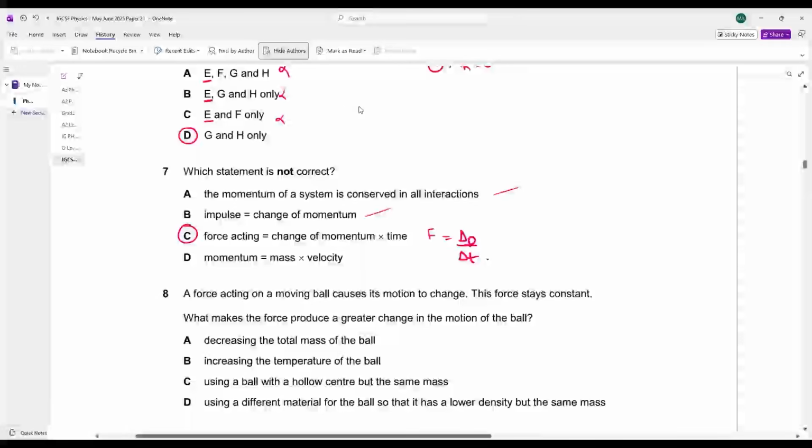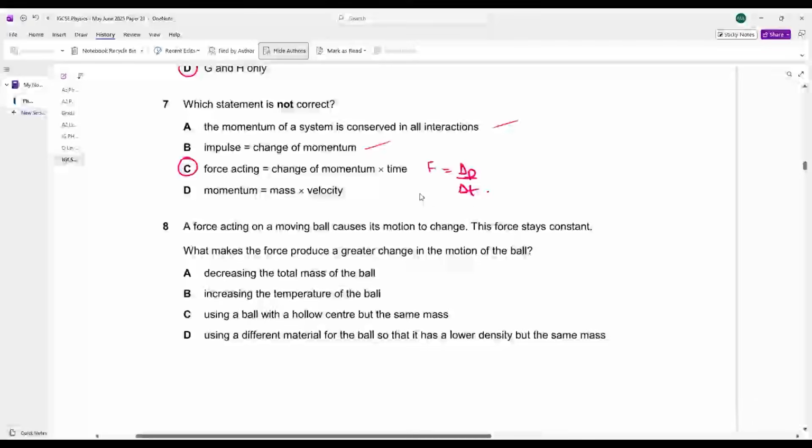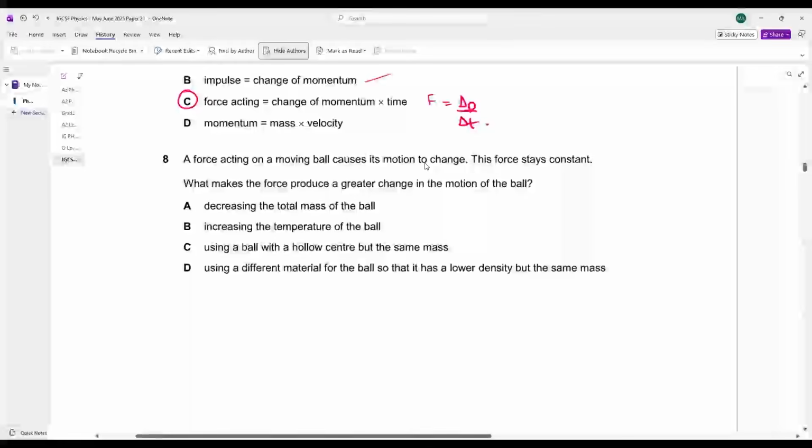Okay. A force acting on a ball causes its motion to change. ठीक है, एक फोर्स लगी है बॉल पे जो आपका मोशन चेंज करती है. फोर्स का क्या फॉर्मूला होता है? Resultant force is equals to ma. This force stays constant. Okay, force आपकी constant रह रही है.